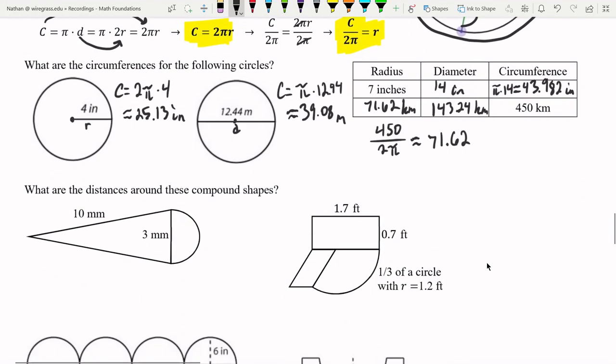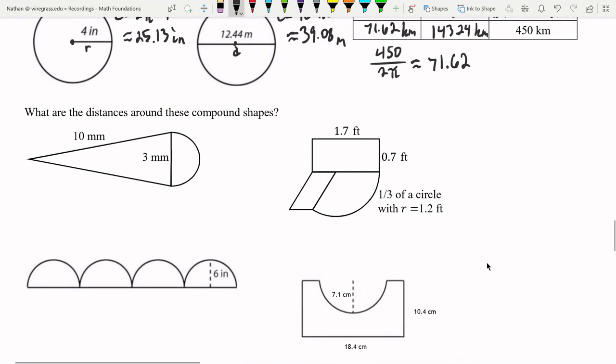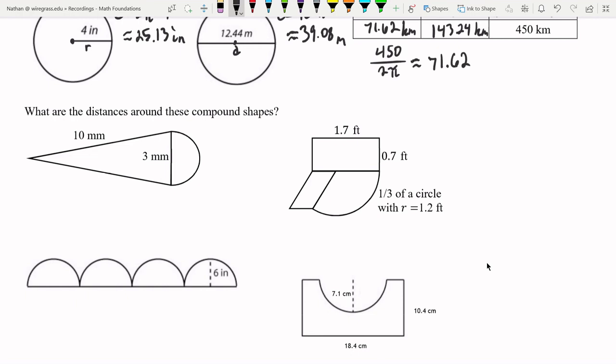All right, we're asking what are the distances around these compound shapes? So we're going to be finding the perimeter, and then if there's a circular area, we're going to find the circumference of that portion. Now, we're going to have to make some assumptions here that this is going to be half the circle. If it's not shown, if it's not said explicitly, but it looks like it's half the circle, assume it's half the circle. You can see here we have a triangle, and this triangle looks like an isosceles triangle. Since it's not told us to be isosceles, we have to assume it.